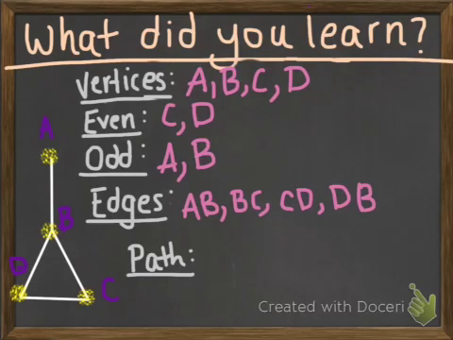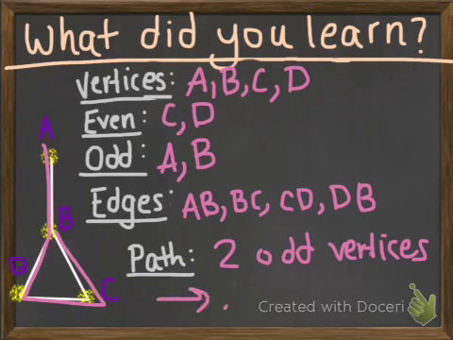Now, do we have a path in this vertex-edge graph? Well, let's see. We do have one path because with only 2 odd vertices, there is a path. And the possible path is A, B, C, D, B. That's our path. Because what do we have? We have 2 odd vertices. And that makes a path. What is the possible path? A, B, C, D, B.